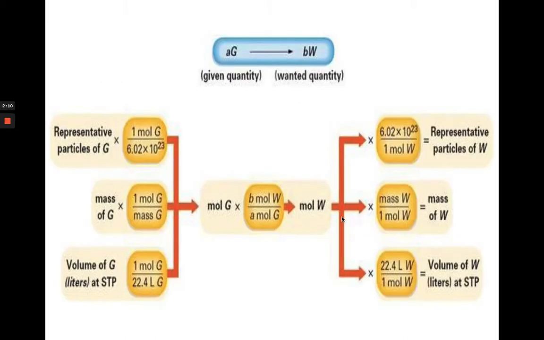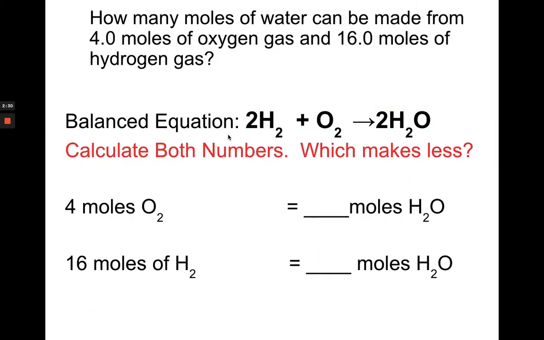So again, we're in the whole thing with mole stoichiometry problems. Remember, you're going to have a balanced equation. But since this problem just goes from moles of given to moles of wanted, we just have to do this middle part with the ratio. We're already in moles and they want moles, so we don't have to do the conversions for this particular problem. Actually, 2 problems. So, how many moles of water can be made from 4 moles of oxygen gas and 16 moles of hydrogen gas?